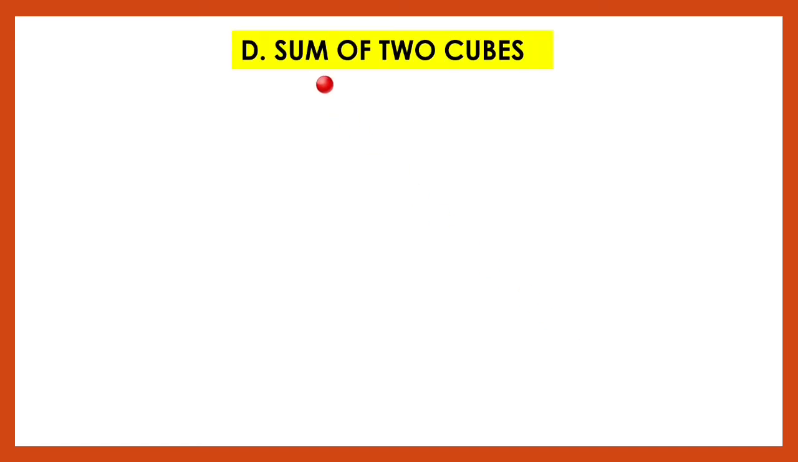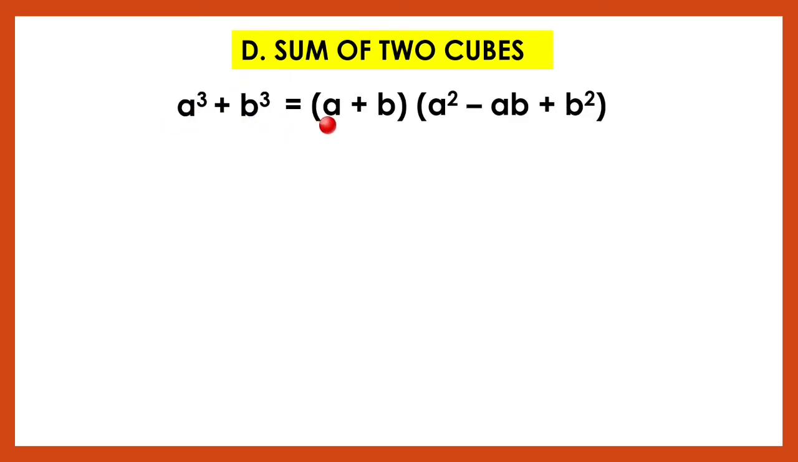Okay, let's have another type of factoring, sum of two cubes. So, kung kanina, difference of two cubes, ngayon naman ay sum of two cubes. So, we have a cube plus b cube. Ang factors niya ay a plus b times a squared minus ab plus b squared.